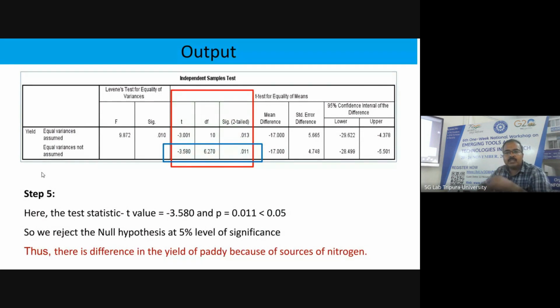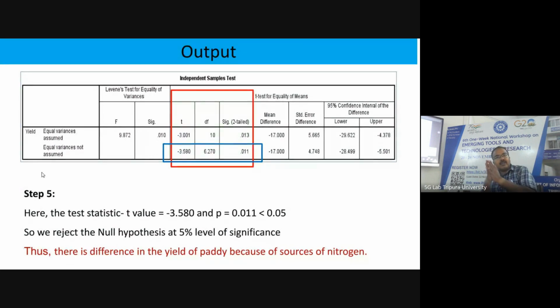See the output in the same table. Here the test statistic T value is -3.58 and the P value is 0.011. Now this 0.011 is less than 0.05. That is clear. Therefore, we reject the null hypothesis at 5% level of significance. That is obvious. If the assumptions are not maintained properly, you are violating the assumption, and your model is not going to be sustained.